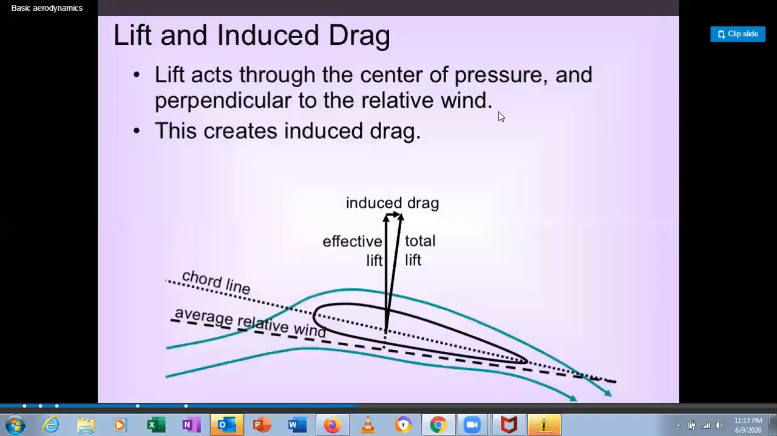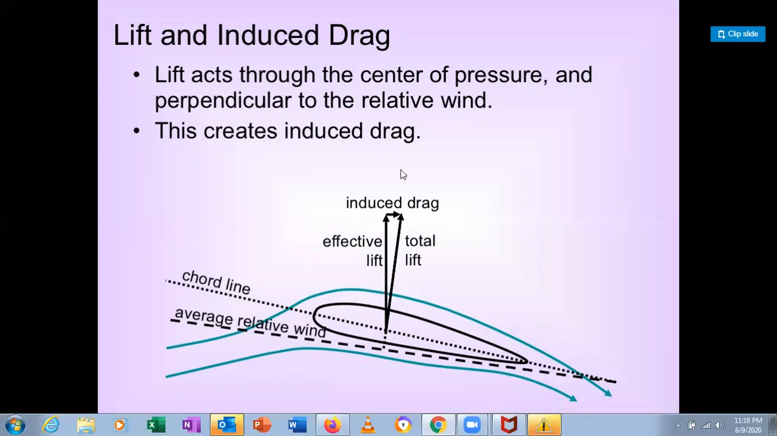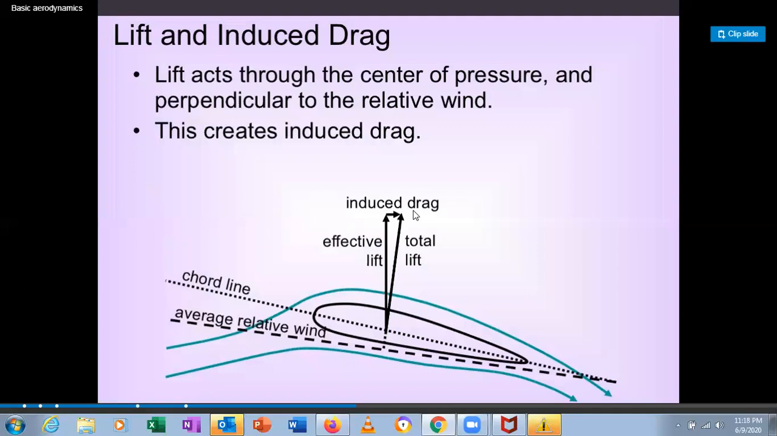And lift and induced drag: you can see lift acts at the center of pressure and perpendicular to the relative wind. This creates what? Induced drag. Drag due to the lift is called induced drag. Always remember, drag due to lift is called induced drag.